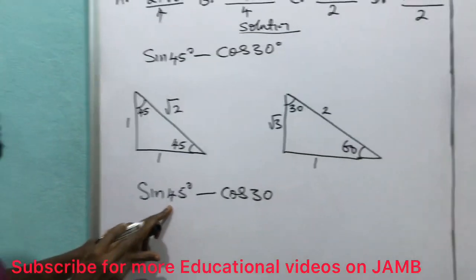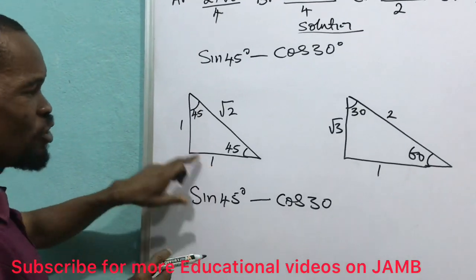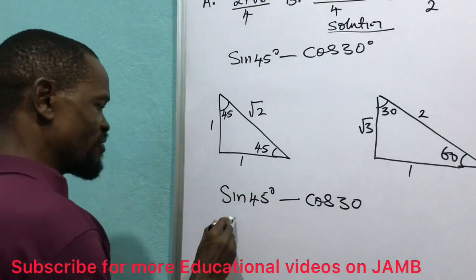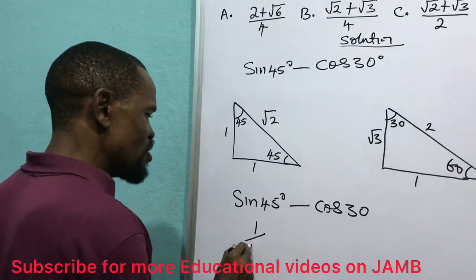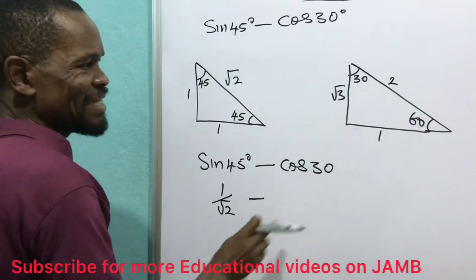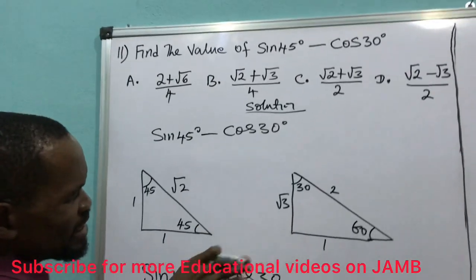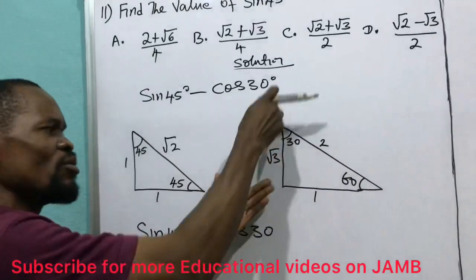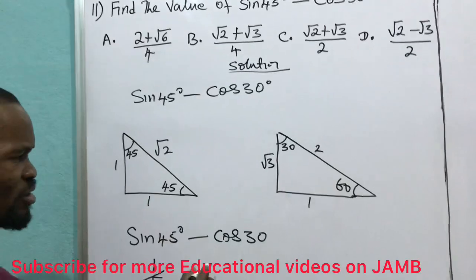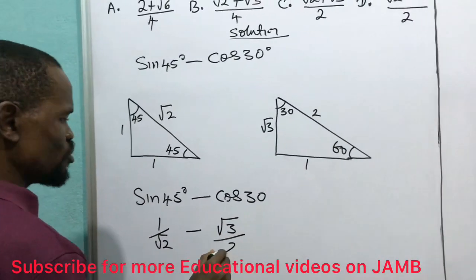I have my sine 45 coming to this. Sine 45 becomes opposite over hypotenuse. Opposite over hypotenuse gives me sine 45. That means 1 over root 2. Then minus cos 30. I go over here looking at cos. Cos 30 becomes adjacent over hypotenuse. Look at adjacent of this 30 degrees. Adjacent over hypotenuse gives me cos 30, which is root 3 over 2.